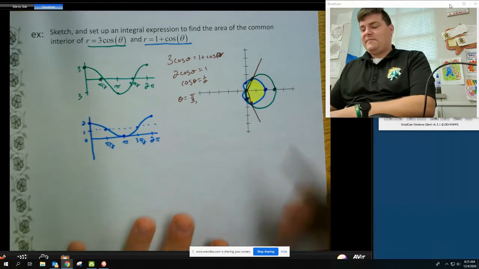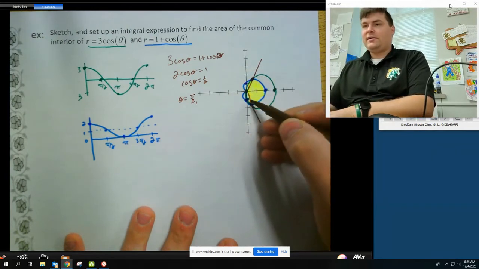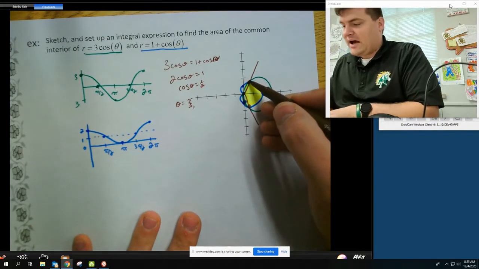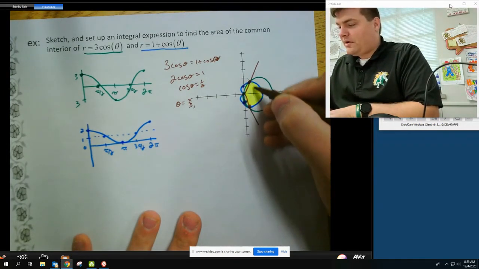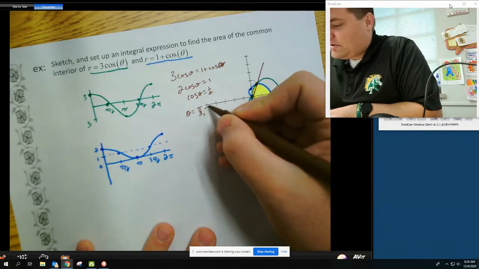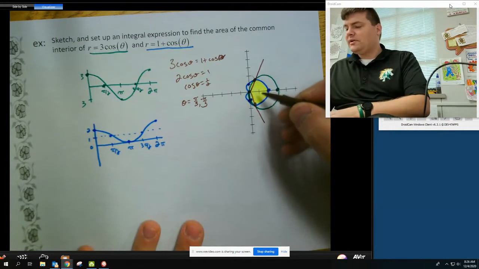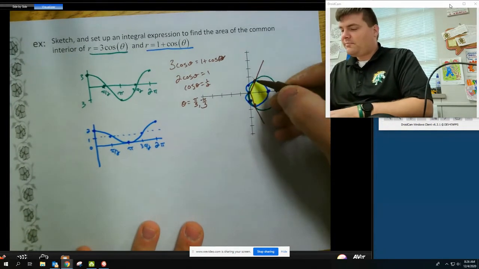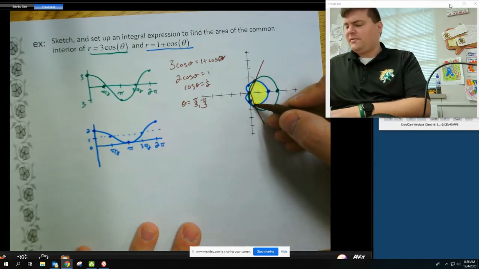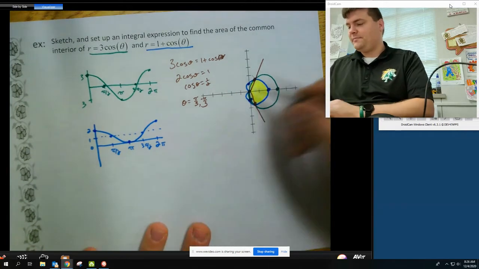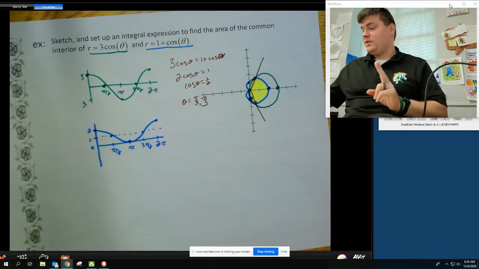But if we're looking at this graph, I don't want to use 5 pi over 3 because I'd be integrating from here all the way around. So I'd actually be integrating outside of everything. If I want the inside, I'm going to go from negative pi over 3 all the way to pi over 3. So be careful on that. For these problems, take just a little bit of time to look at the graph. If I go from pi over 3 to 5 pi over 3, I'm integrating everything on the outside. So now we have two expressions to set up, and I'll explain why.